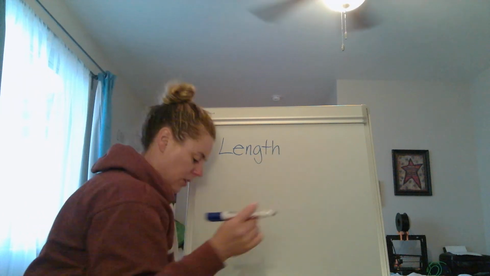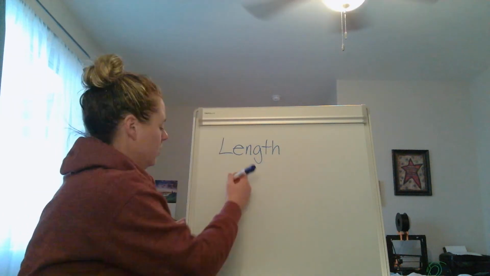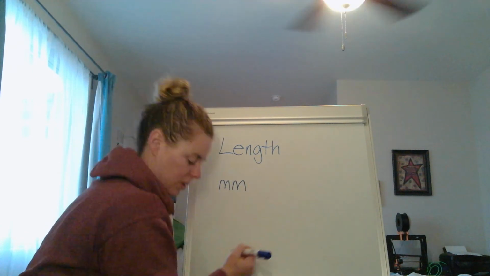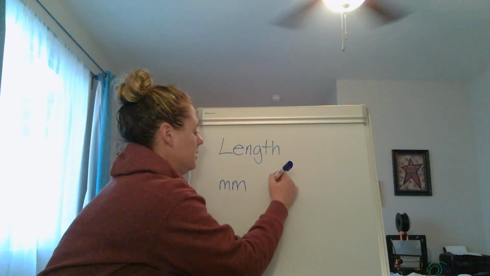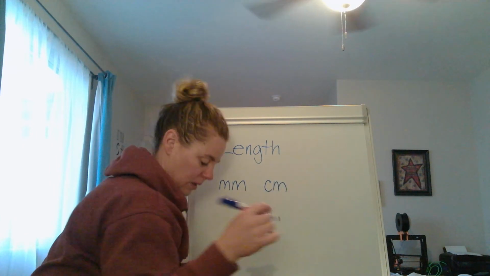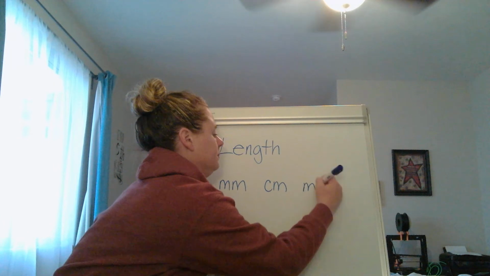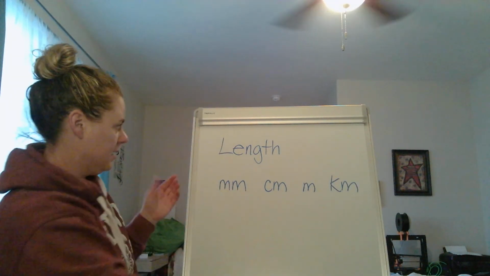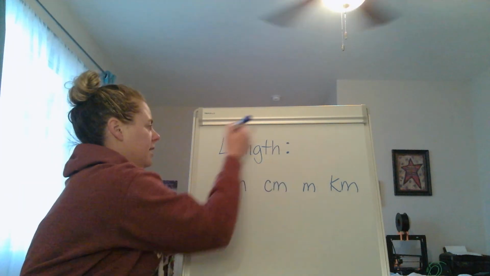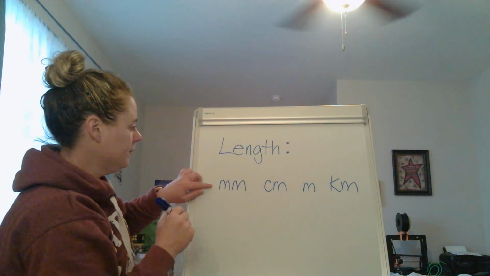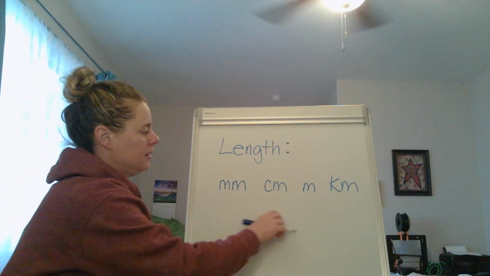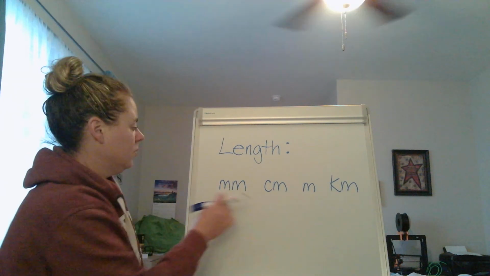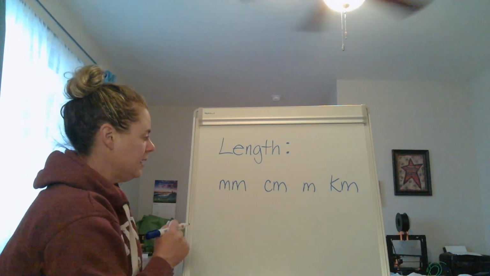So length, when we're measuring length, we could have millimeter, centimeter, meter, kilometer. And that is the order that they're in. So measurement of length. Millimeter, centimeter, meter, kilometer.